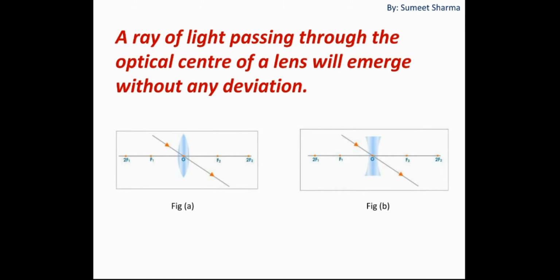Next point we have, a ray of light passing through the optical center of a lens will emerge without any deviation. So as you can see in both the image figures, the ray of light passing through the optical center of the lens is not deviating. Okay, without any deviation it is emerging in the straight path.